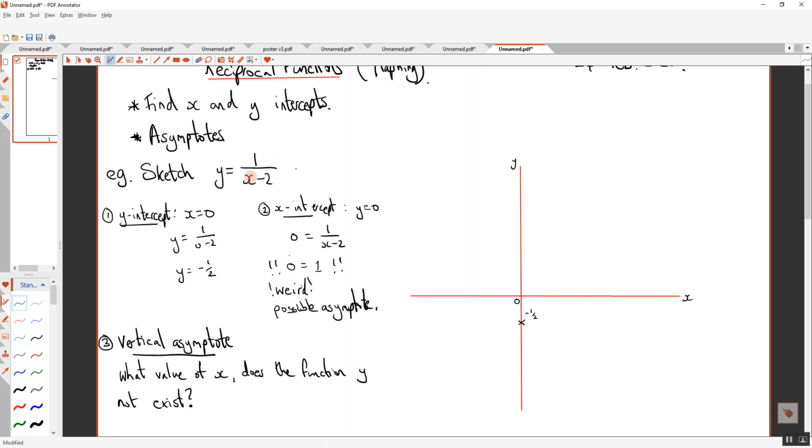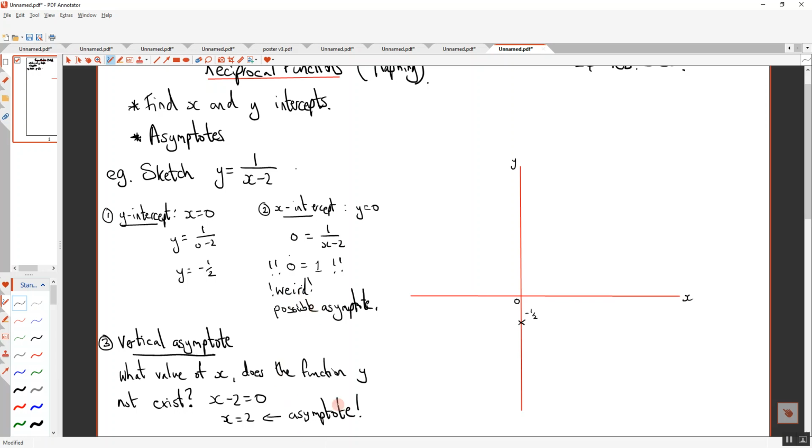2. Why 2? Because it's undefined, because 2 take away 2 is 0. Can we do 1 divided by 0? Nope. Okay, so the value of 2 is going to make this function not exist. So that is where our asymptote is going to occur. Now the easiest way to think about it is you take what's on the bottom, put it equal to 0, and solve it. My asymptote is at the line x equals 2.